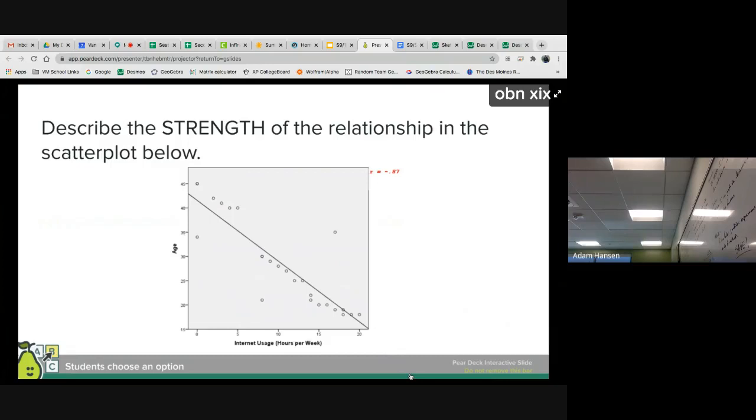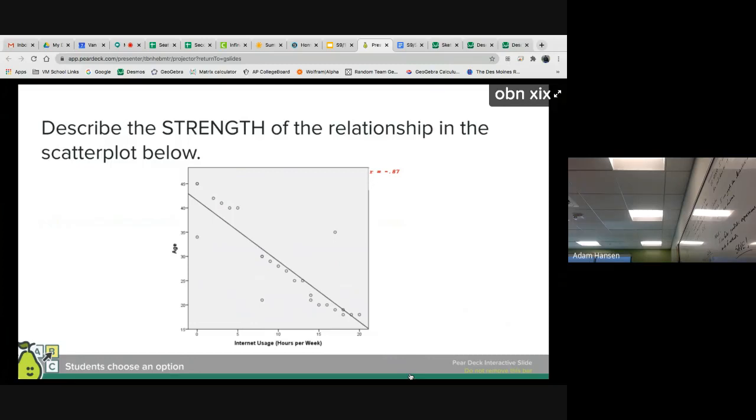Number 3, describe the strength as weak or strong for the relationship in the scatter plot shown. Is it weak? Is it strong? I think it's also saying positive and negative too, right? So if you select weak, make sure you pick either weak positive or weak negative. Pick strong, select the correct strong positive, strong negative.